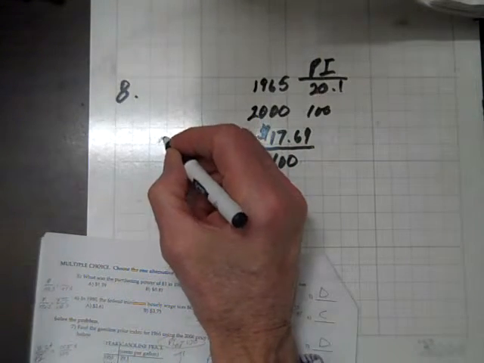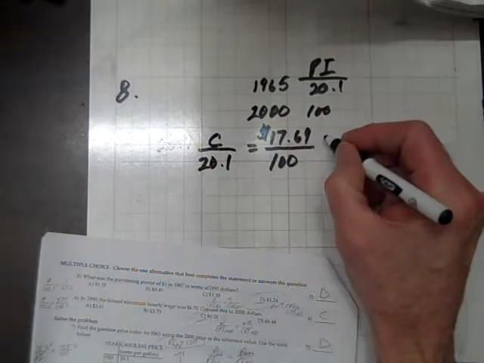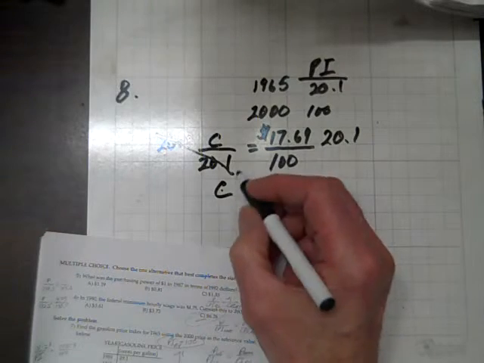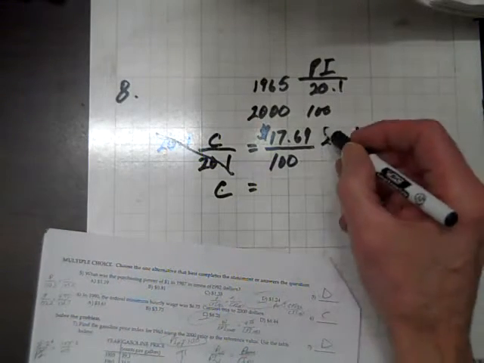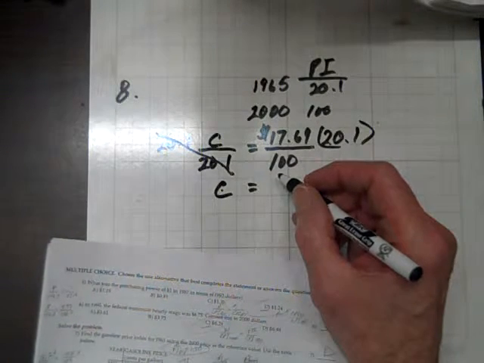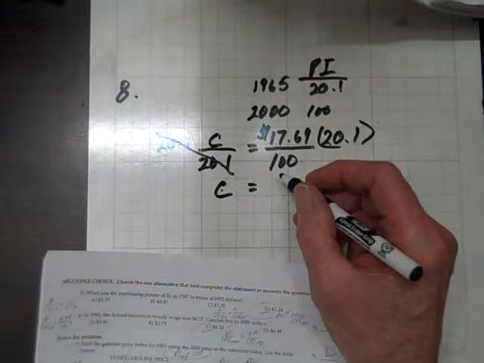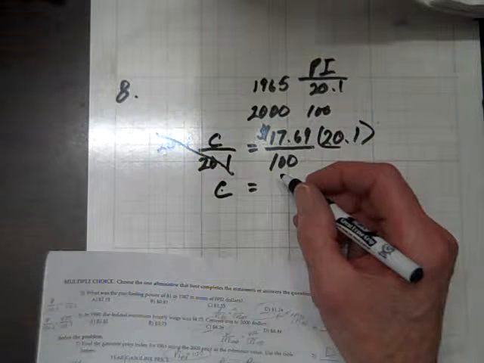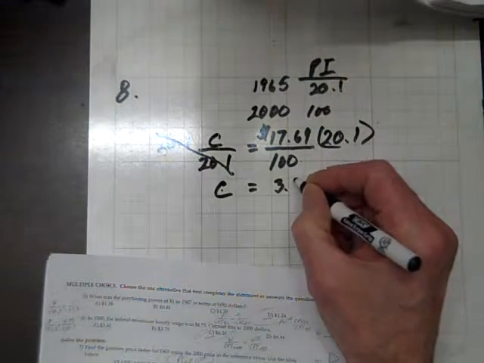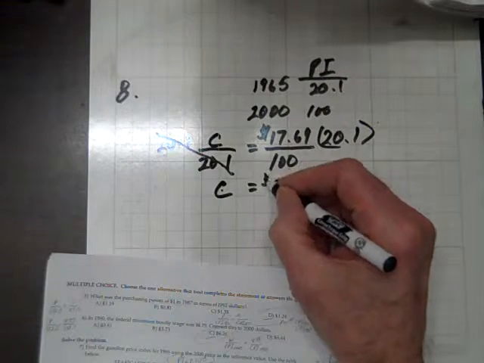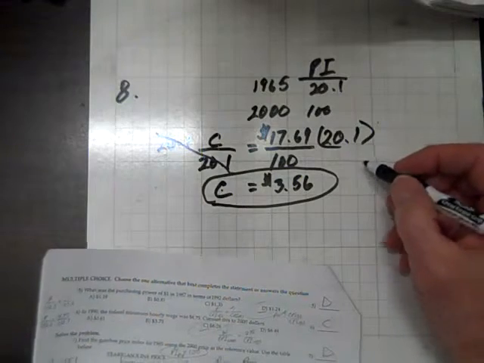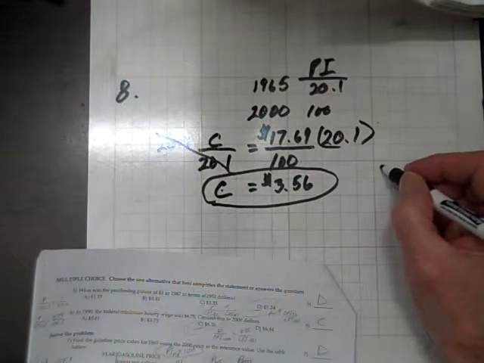Isolating C, we multiply both sides by 20.1, and the 20.1's divide out, and C equals the product of these two divided by 100. And what we get for that product when we do the arithmetic is $3.56 when we round appropriately. And so that's what C equals. And by the way, our choice here was B.